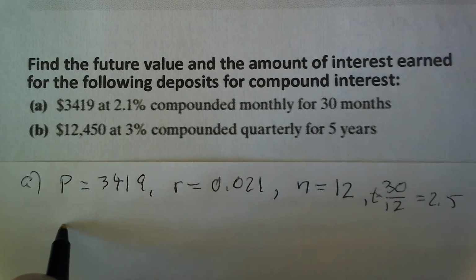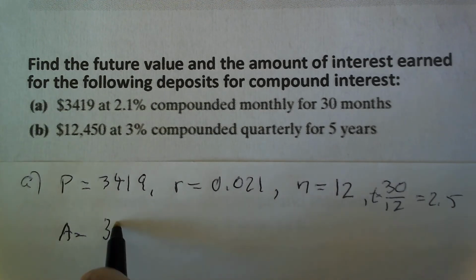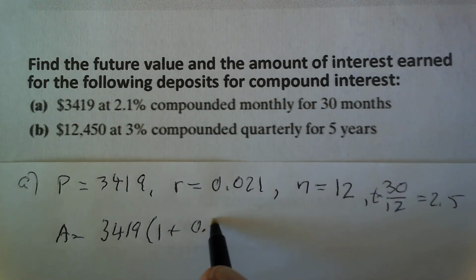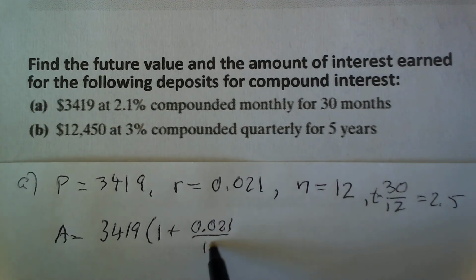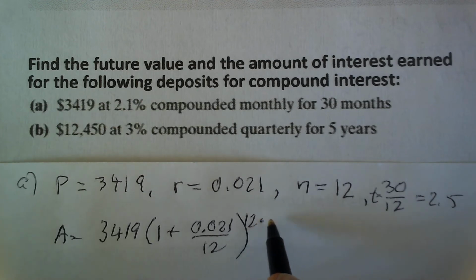So then our formula would look like this. A equals P, 3,419, times 1 plus 0.021 divided by n, which is 12, to the n times t, and n is 12, and t is equal to 2.5 years.